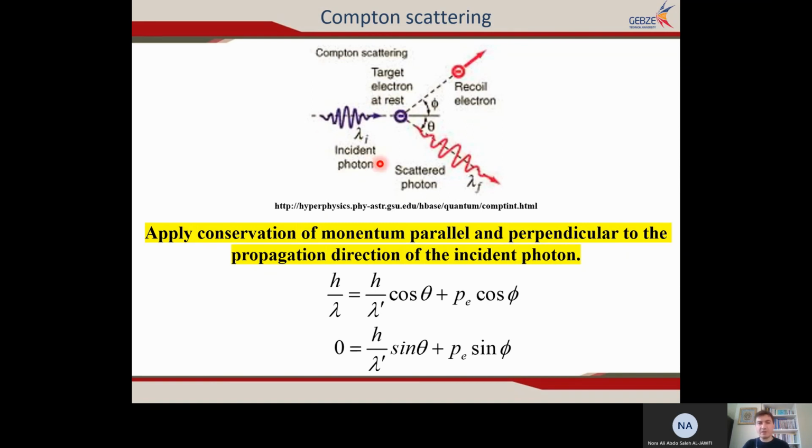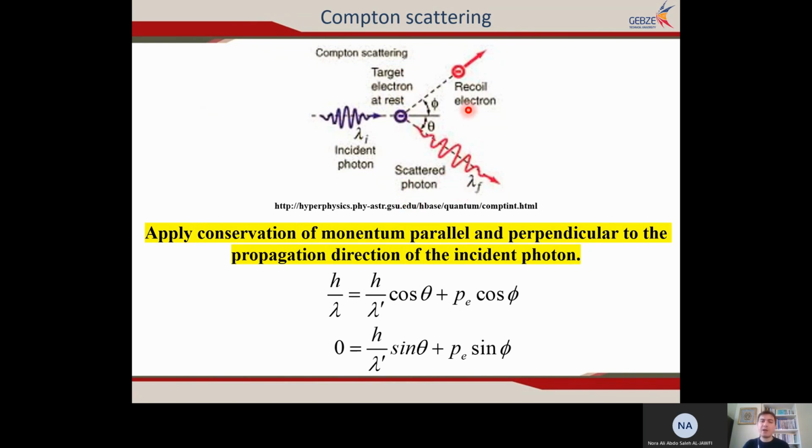So what do you see here? At the beginning, this photon has certain energy and momentum, right? And at the beginning, this electron has no momentum. And after the interaction between photon and electron, this electron has certain momentum and it has components along the x-axis and also along the y-axis. So what do you see here? This photon also has components along the x-axis and y-axis after scattering.